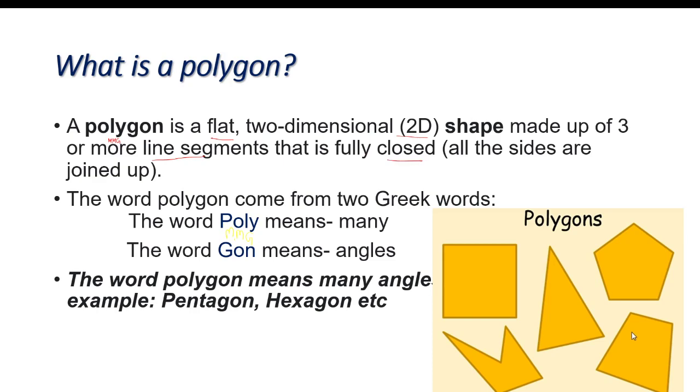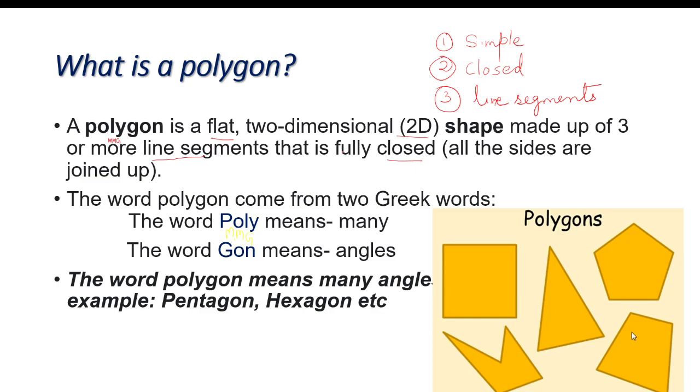So what you have to note here children, you have to note 3 points. First point is that polygon is simple. Second point, it is closed in shape. And third point, it is made up of line segments. So these 3 points you all have to note: it is simple, it is closed, and it is made up of three or more line segments.